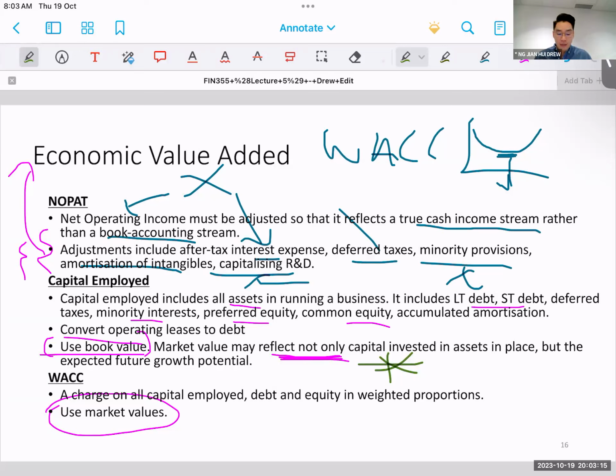So for capital employed, please use the book value numbers from the accounting statement, and for WACC use the market value, as we have talked about in detail for WACC in lecture 2, that we always use market value. I want to highlight, if you use the book value to calculate WACC, it will unfortunately be a big cross. So you need to use market value. Don't use book value.